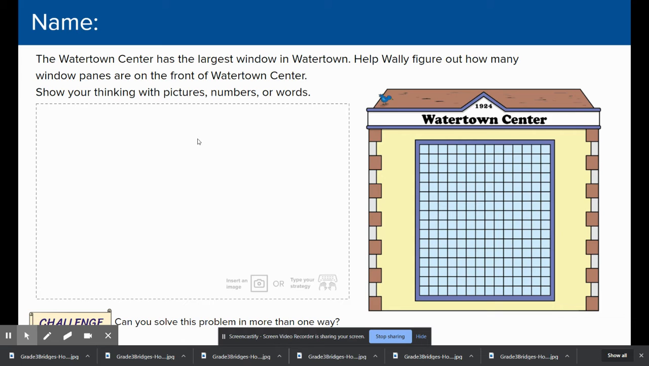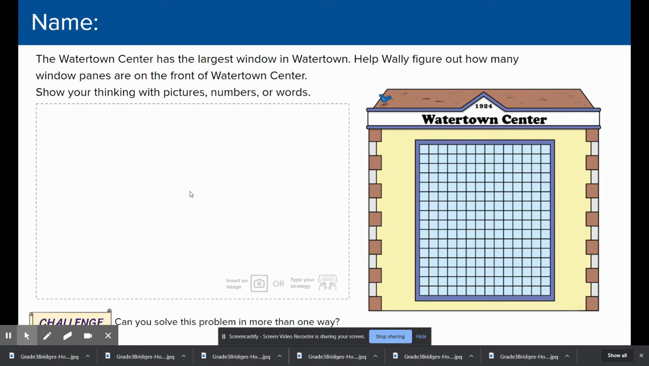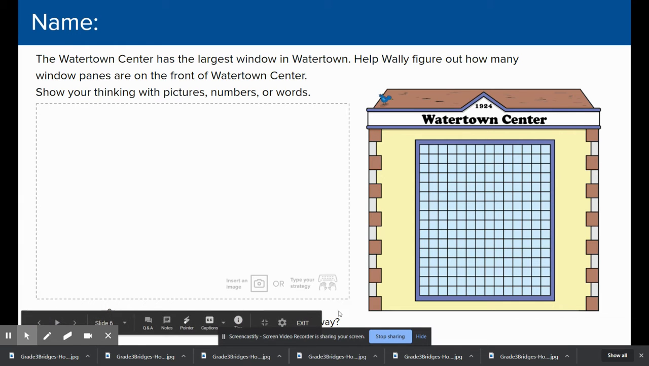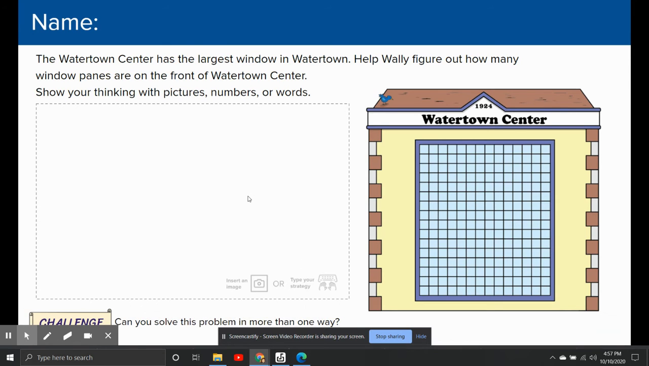So the Watertown Center has the largest window in Watertown. Help Wally figure out how many window panes are on the front of the Watertown. Show your thinking with pictures and numbers and words. So you're going to take this thing right here and you're going to figure out how many panes there are. And you're going to explain to me how you did it. Challenge. Can you solve it another way? So I want you to try to find 2 ways to solve this problem. Okay?